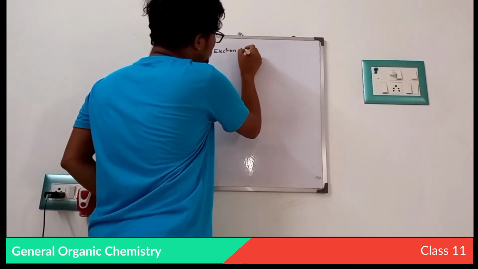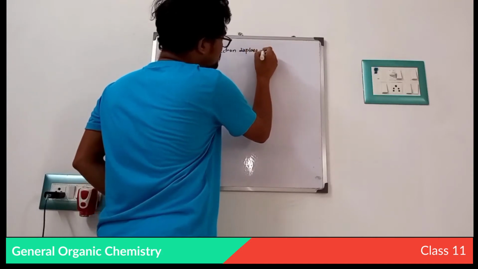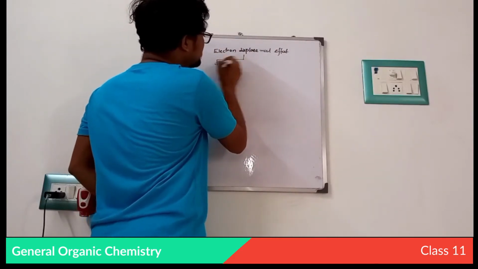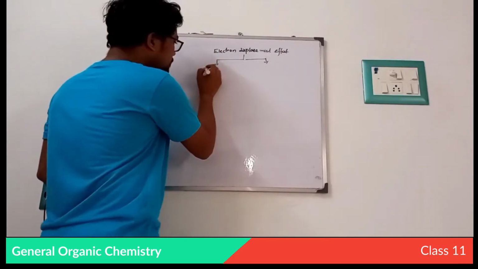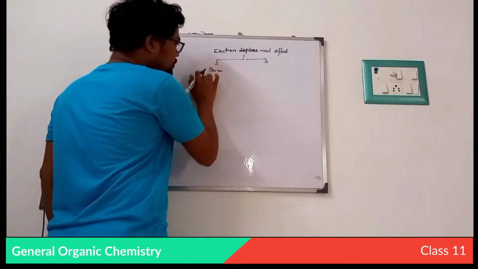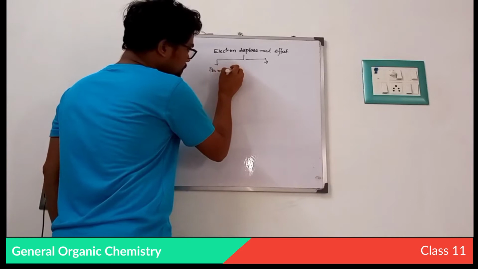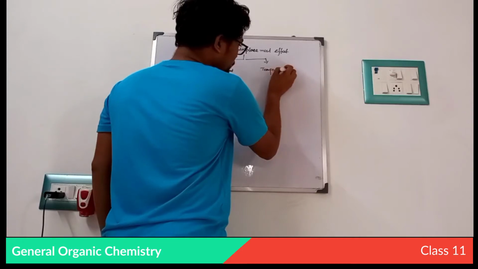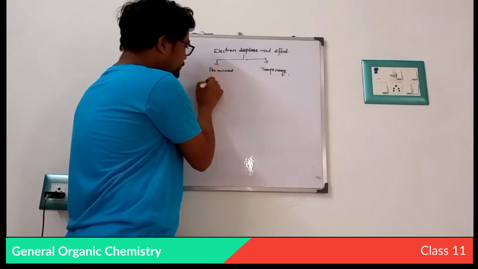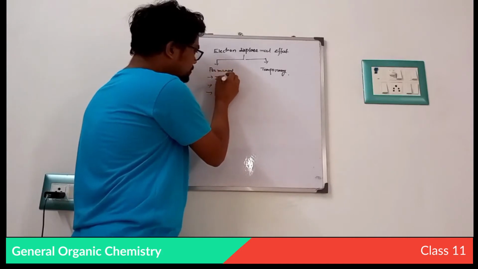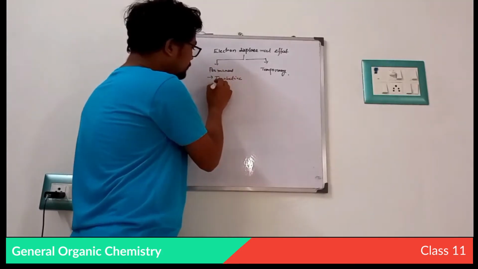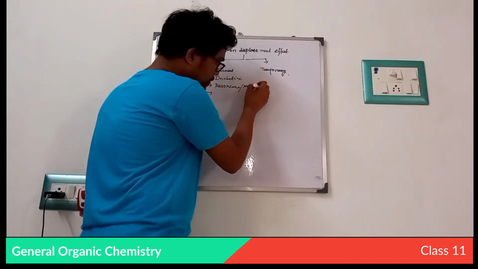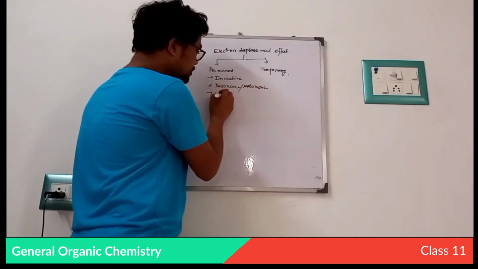Electron displacement effect. It can further be classified in 2 ways. First one is permanent, another is temporary. In case of permanent, we have 3 other words: inductive effect, resonance or mesomeric effect, and the last one is hyperconjugation.